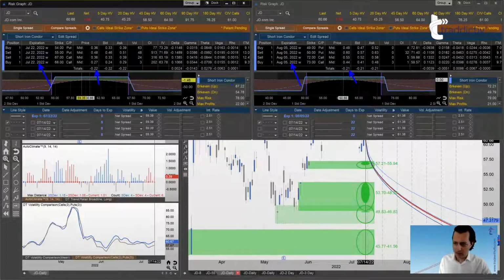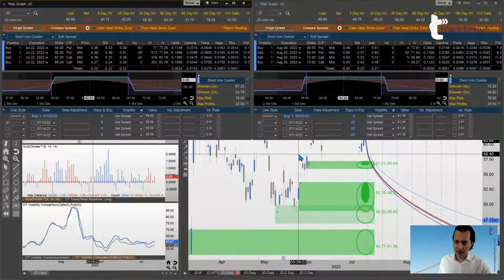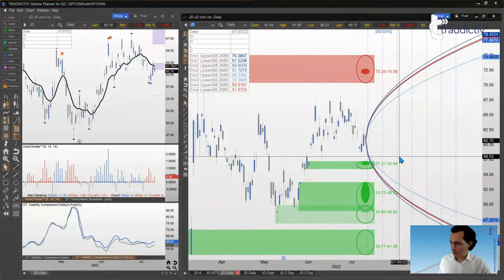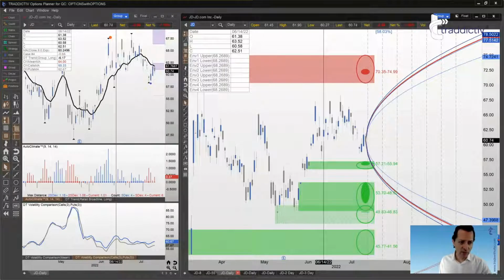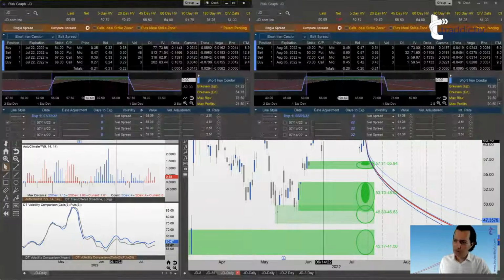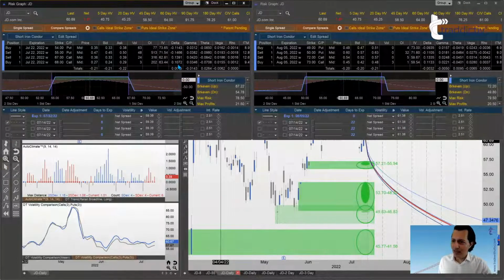Wait a moment. What is happening here with the break-even being 54? Was that good enough? One second, guys. So we got July 22nd. Yes, it's good. For whatever reason, I got confused. So anyway, it's good. Those two trades are valid from that point of view.